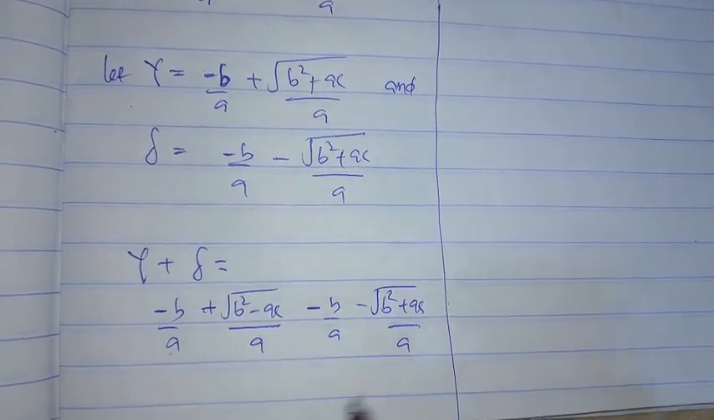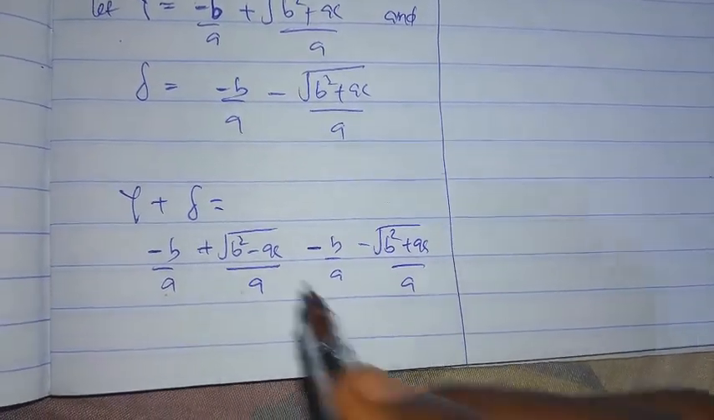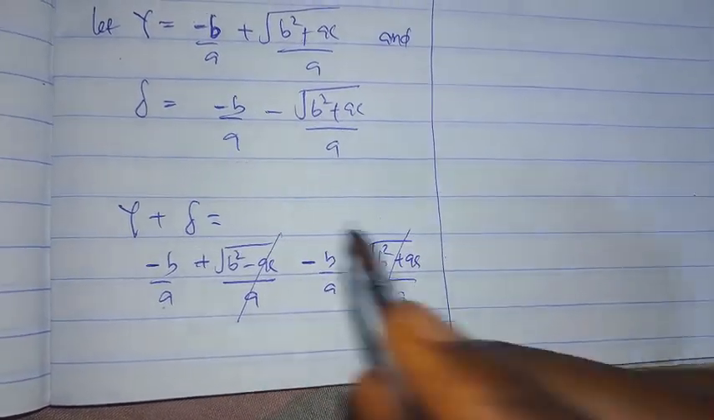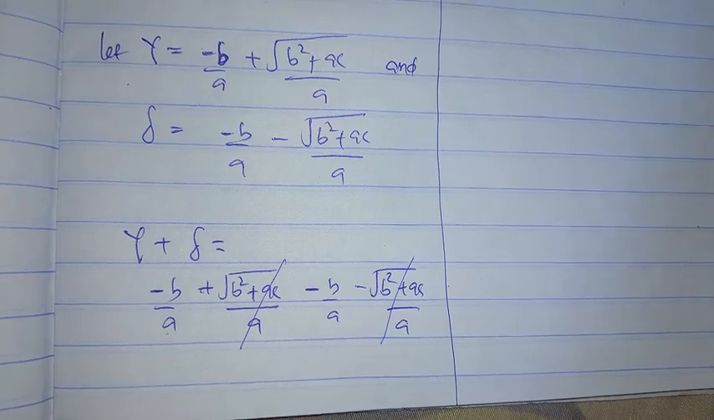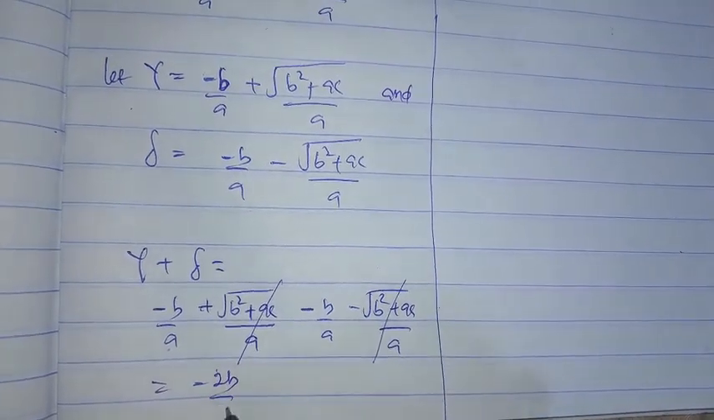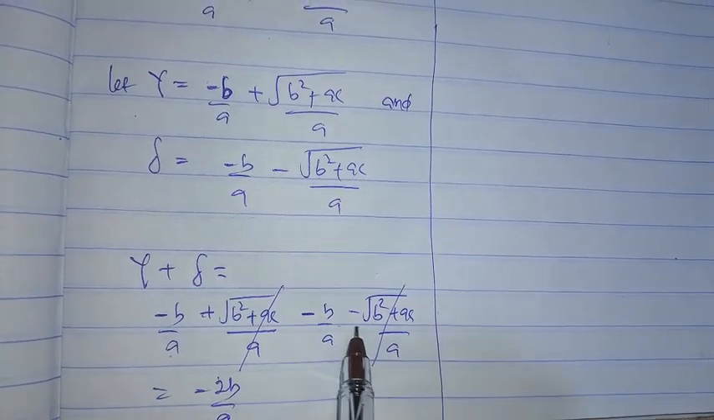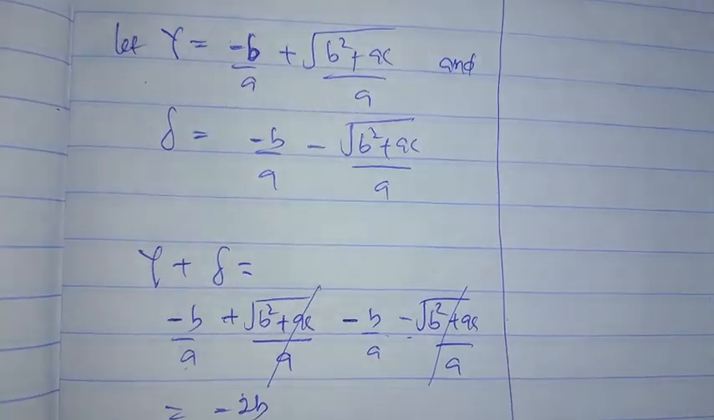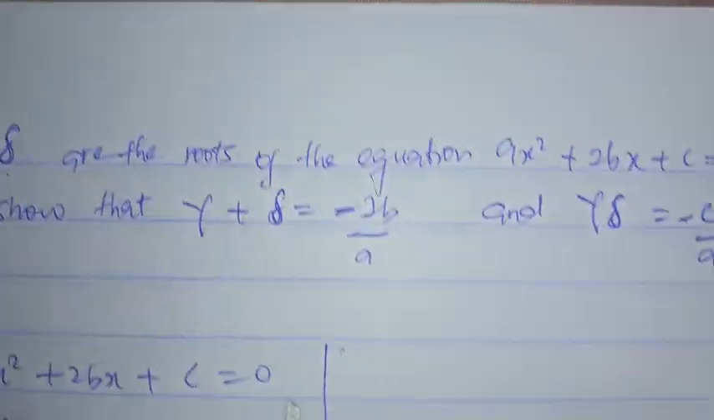Now, what does this become? These will cancel themselves out because they are identical. They will cancel themselves out, so I'm going to be left with minus 2b over a. We find the LCM of this very well, and that has proved my question in this first case.